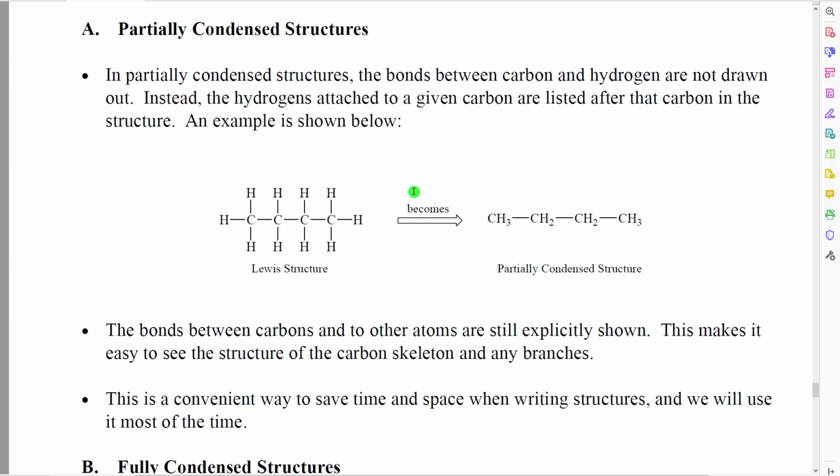Hopefully you can see right away that this saves a lot of space, and actually when you go to write it saves a lot of time. The other thing that's useful about this is that it allows the overall shape of the molecule to stand out more than the Lewis structure would. The Lewis structure has so much detail that you almost lose the overall picture of the molecule, whereas here you can clearly see that this molecule is a chain of four carbons.